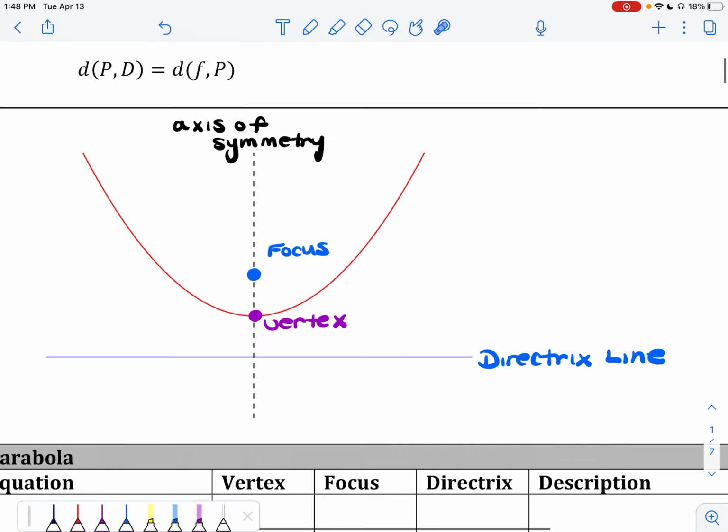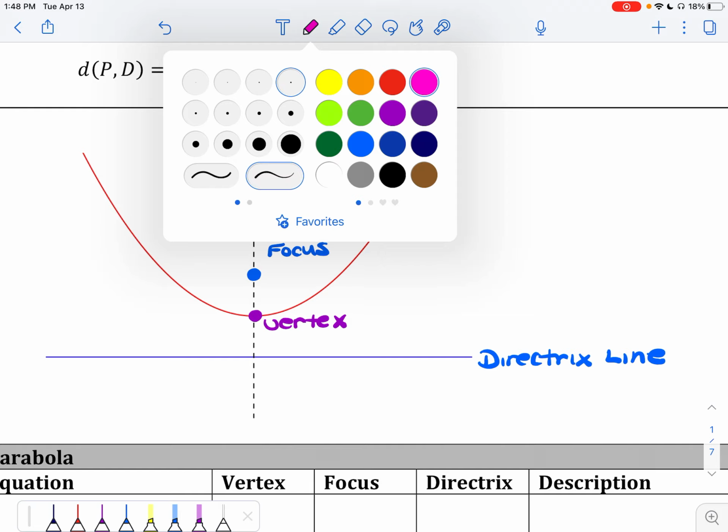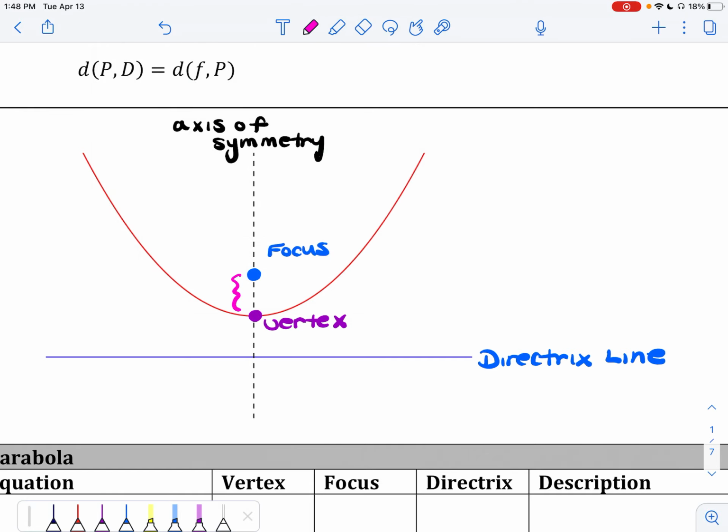Okay, but for our purposes, really all we need to know is that the distance from the vertex to the focus is the same as the distance from the vertex to the directrix line. So either way about it, this distance here is equal. I'm going to call it P. Okay, because the vertex is, of course, a point on the parabola, and for every point on the parabola, the distance to the focus is equal to the distance to the directrix line.